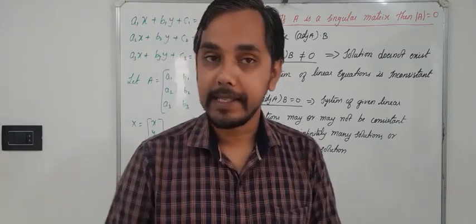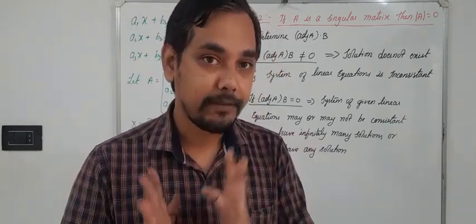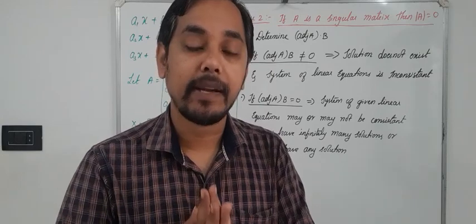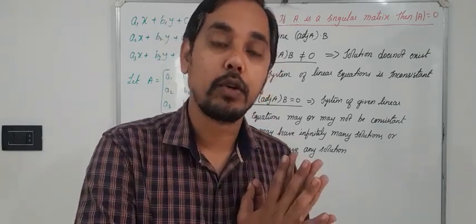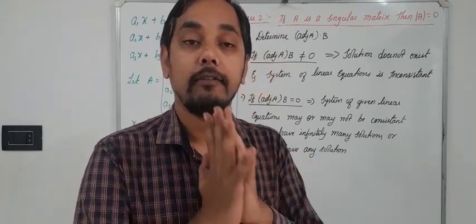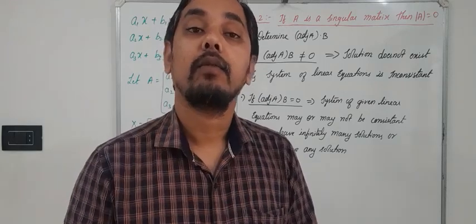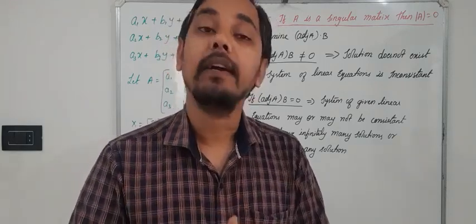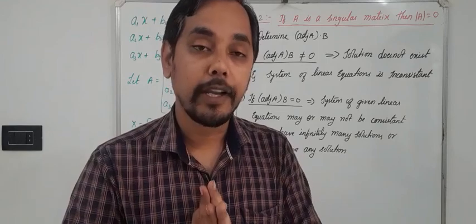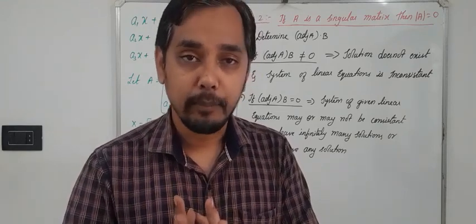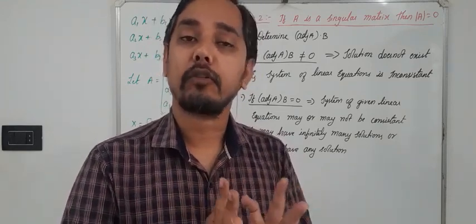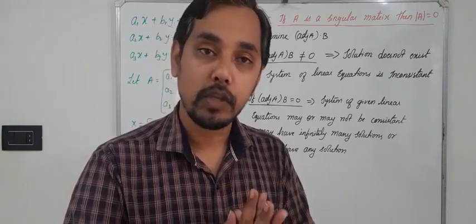So in the second case, that is, if the given matrix is a singular matrix, that is, if determinant A is equal to 0, what is the methodology here? First and foremost, determine adjoint A into B. When you determine adjoint A into B, check whether that product, the product of adjoint A into B, is equal to 0 or not.